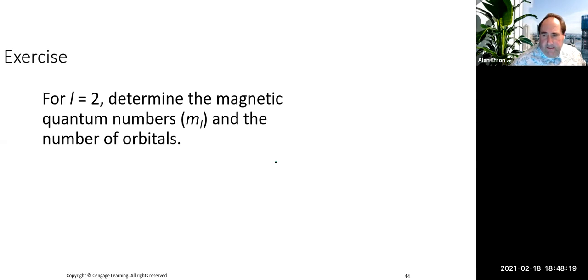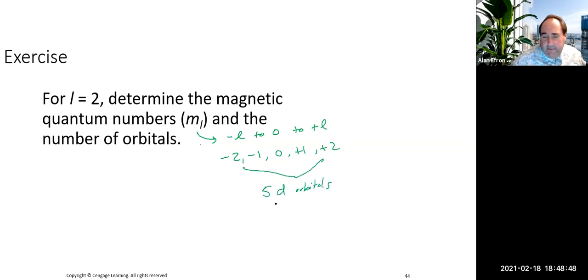We touched upon this one as well as we were going through it, but just a reminder: L equals 2. Determine the possible M sub L numbers you could have. M sub L goes from minus L to 0 to plus L. So you would start at minus 2, then whole numbers, minus 1, 0, plus 1, and plus 2, which would represent our 5 d orbitals in this particular case.